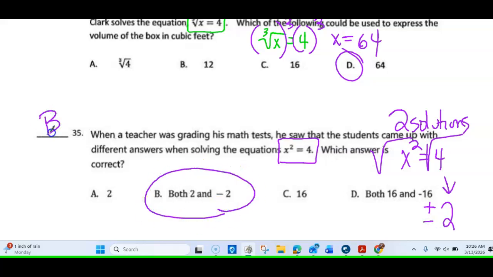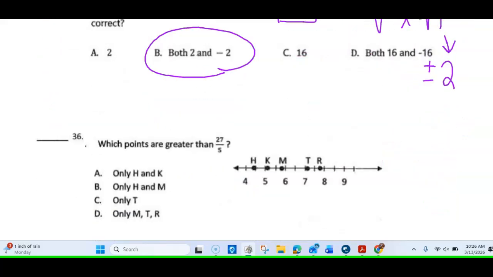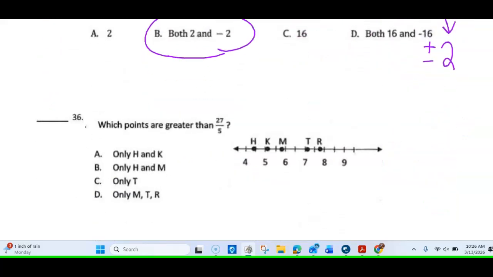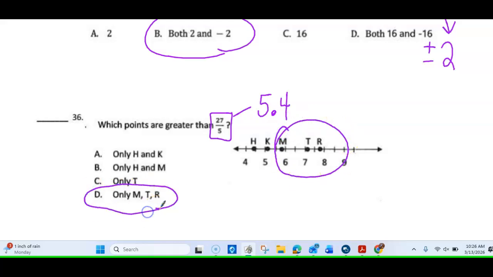And your last one, which points are greater than 27 over 5? 27 over 5 is 5.4. So the points greater than 5.4 are M, T, and R.